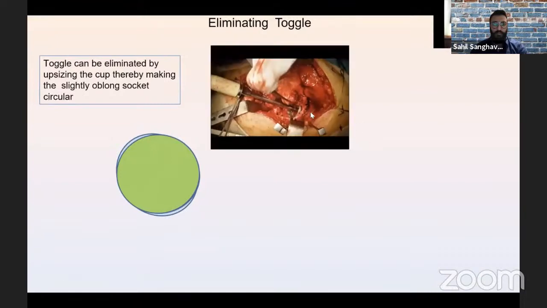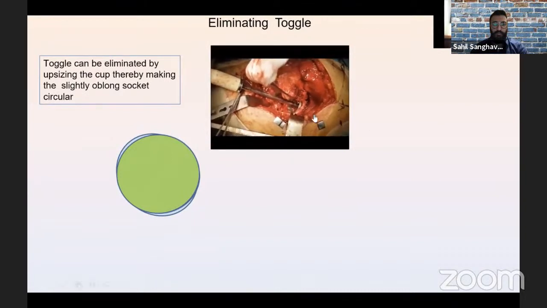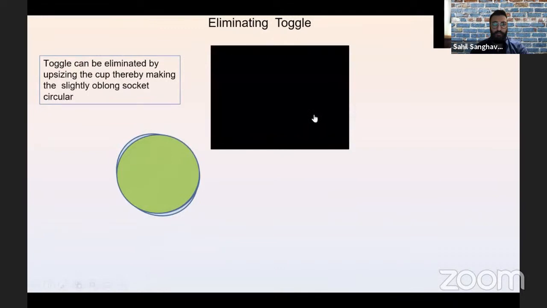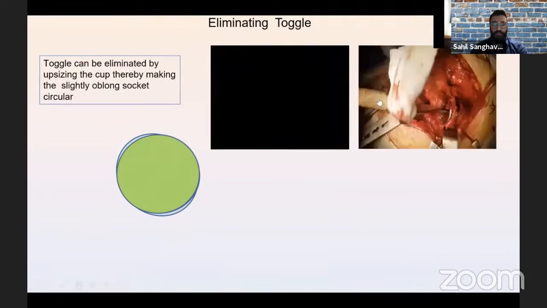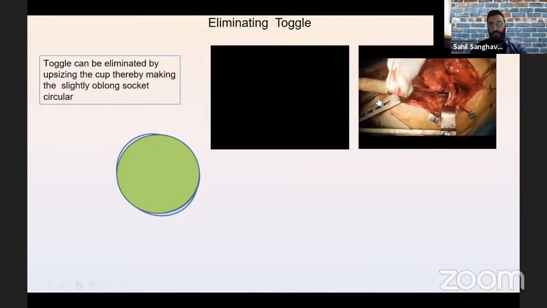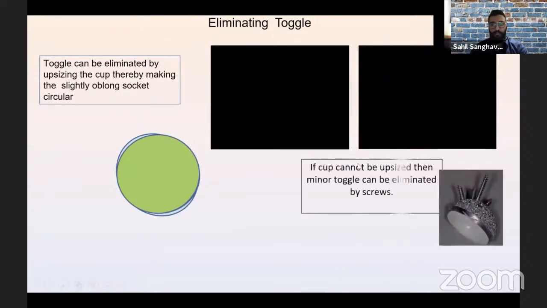So here is a video. You can see that I got AP capture. I'm not able to rotate the trial, but still you can see the toggle appearing in an axis that's perpendicular to the AP capture axis. So how do I eliminate this? I just upsized by 2 millimeters, a bigger socket, and now you can see that there is no toggle as well. It's rock solid. So that's how you achieve a 3-point fixation in primary sockets.